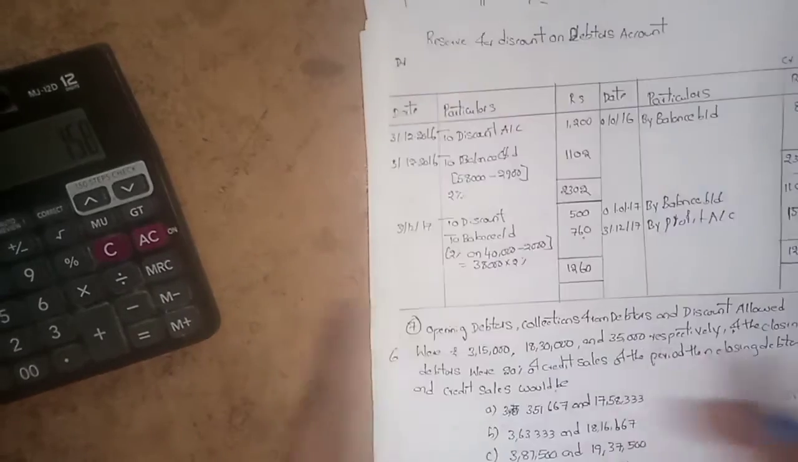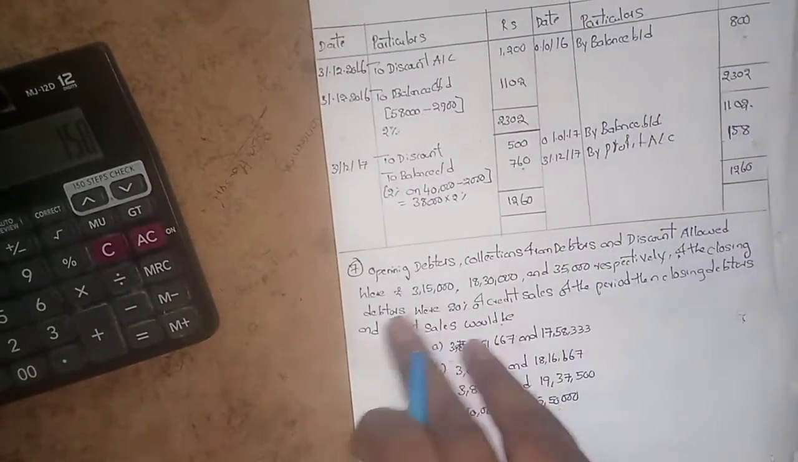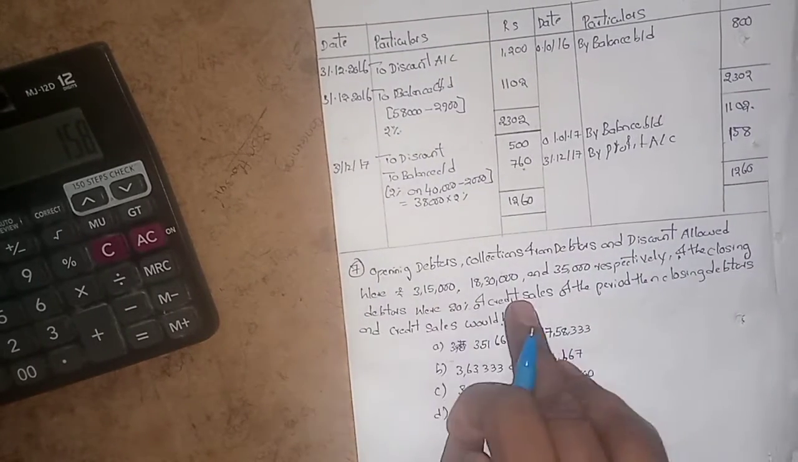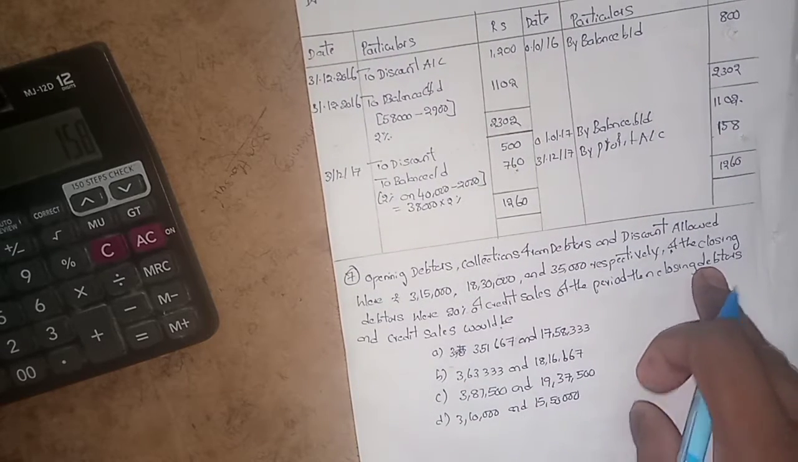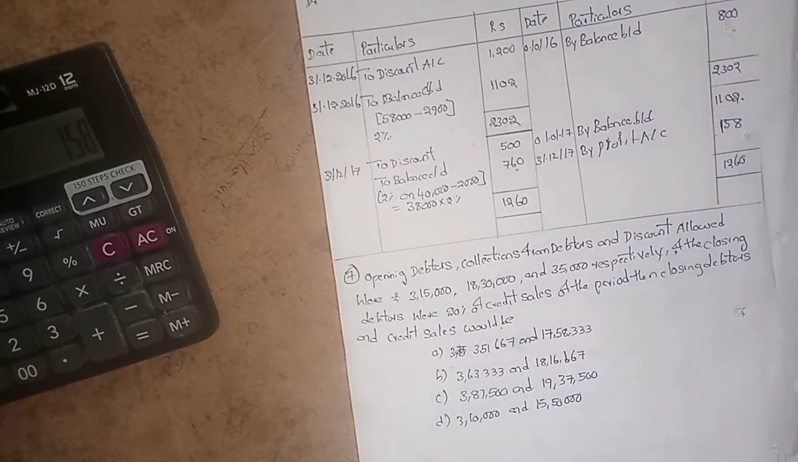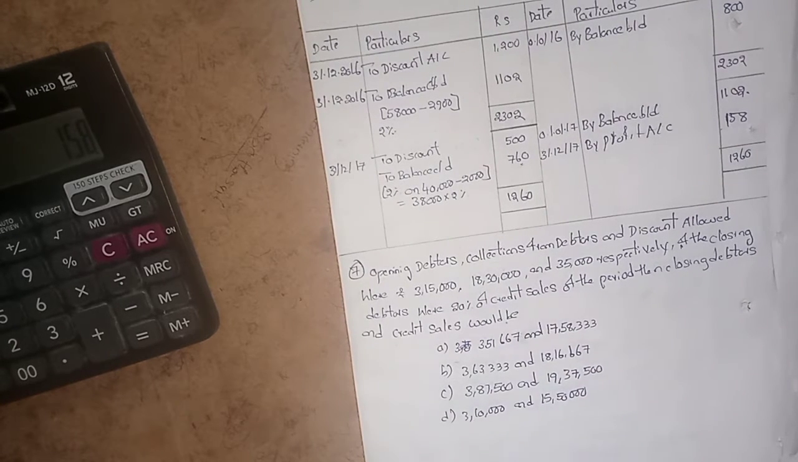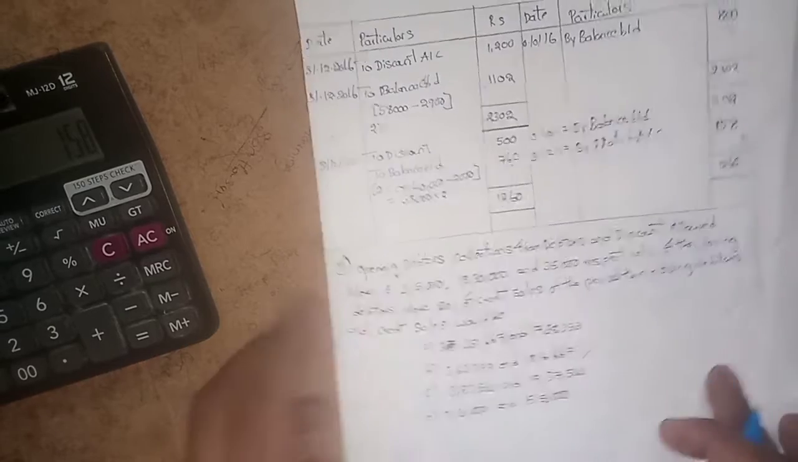Next problem: opening debtors, collection from debtors and discount allowed to debtors were 3,15,000, 18,30,000 and 35,000 respectively. If the closing debtors were 20% of credit sales for the period, then what would the closing debtors be? What will be the correct option we will choose here? So let's take the problem.